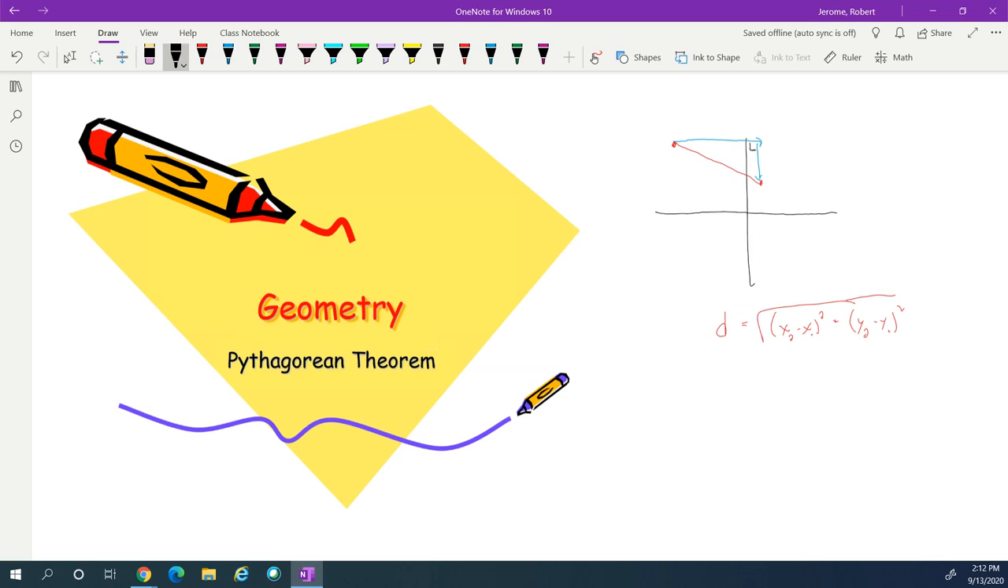Well, Pythagorean Theorem is also going to be specific for right triangles, and it's going to allow us to find any one of those sides of the triangle as long as we know the other two. Okay? So the formulas are extremely closely related. Let's get into it.